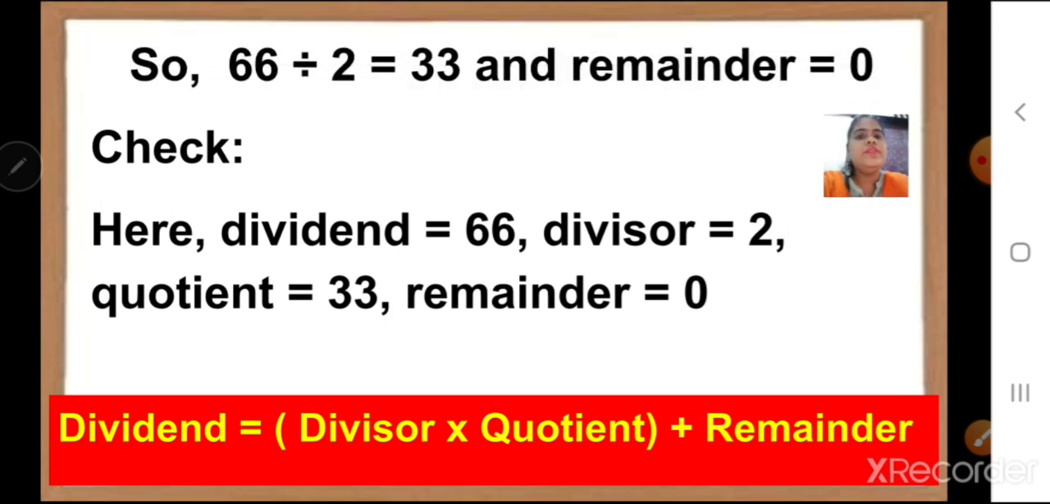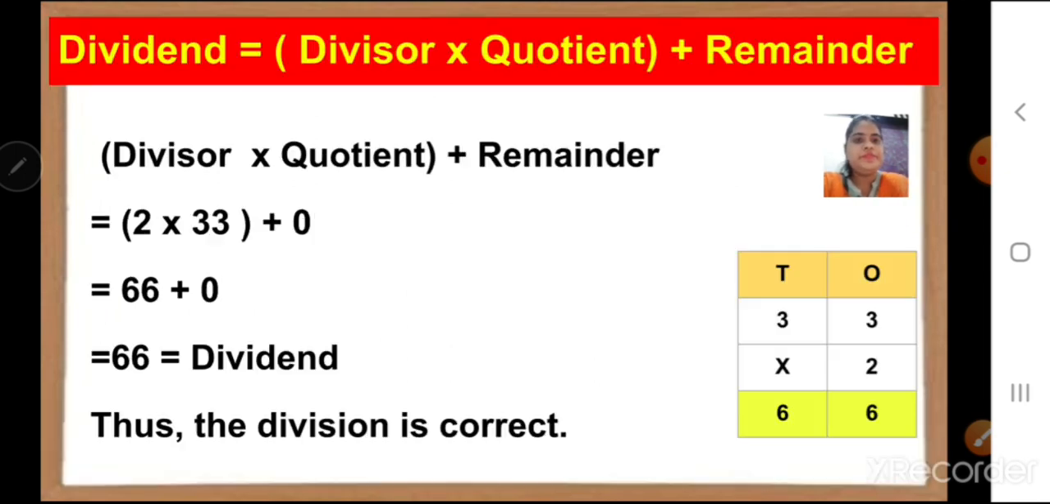Then we will check the answer. For checking we have to write what is dividend, what is divisor, what is quotient, what answer you have got, and the remainder. After that we have to write the formula. The formula is dividend is equal to divisor into quotient plus remainder. Then we are going to substitute. In place of divisor, what will come? Number 2.